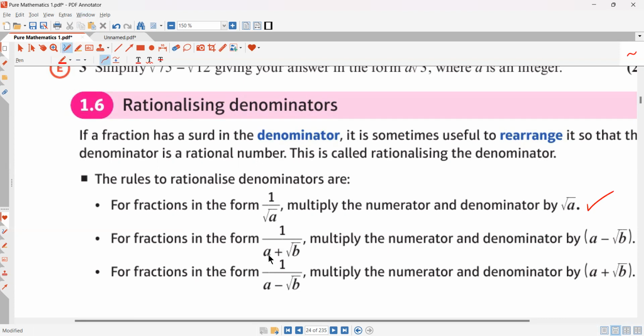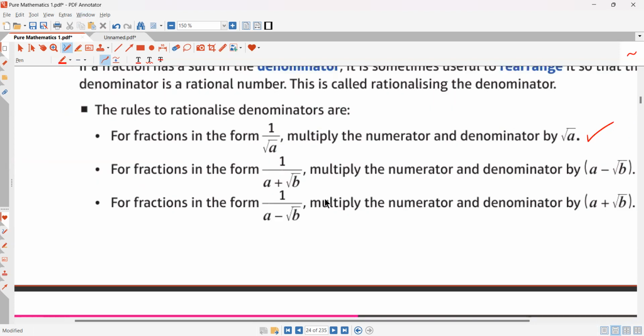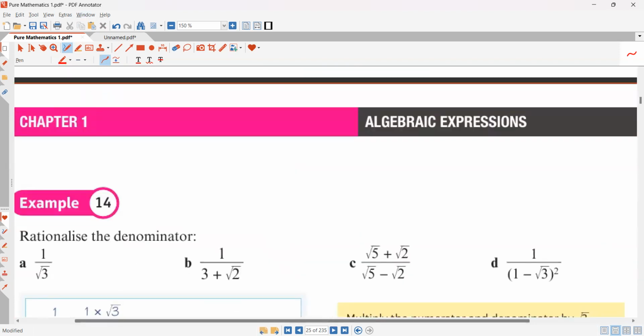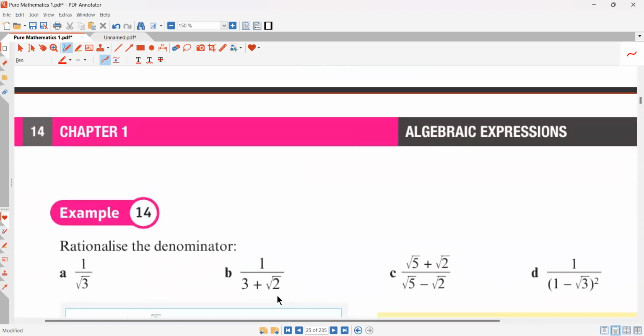If they give you 1 divided by a plus root b, you have to multiply top and bottom with a minus root b. Okay? Opposite sign. And if it is a minus root b, top and bottom will be multiplied by a plus root b. Okay? Understood? You know this, right? Okay. So let's continue. Let's start doing these sums now. Okay? Examples and all.